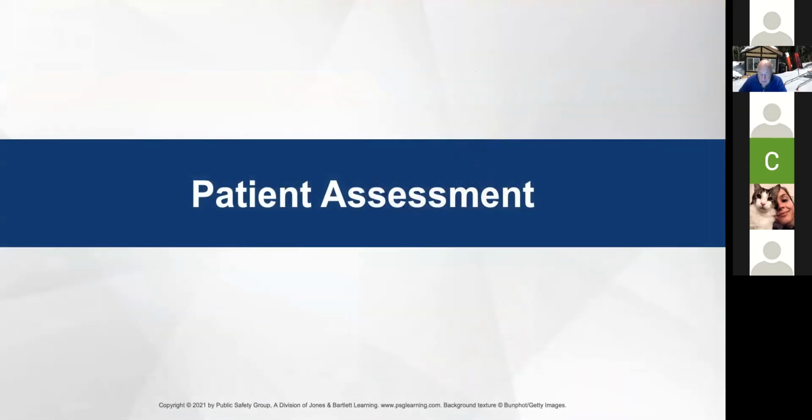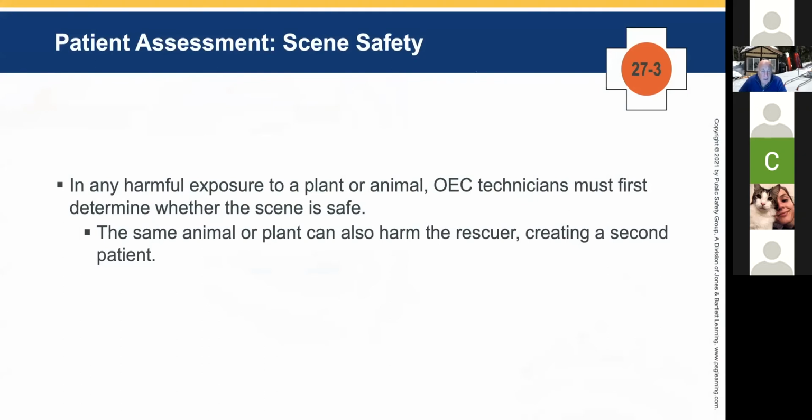We talk about patient assessment. In any harmful exposure to a plant or animal, OEC technicians must certainly determine whether the scene is safe. We hear over and over, scene safety, and scene safety. I can tell you that I've been working on some accidents below jumps, and even though we closed them off, we had people at one time jump over us.